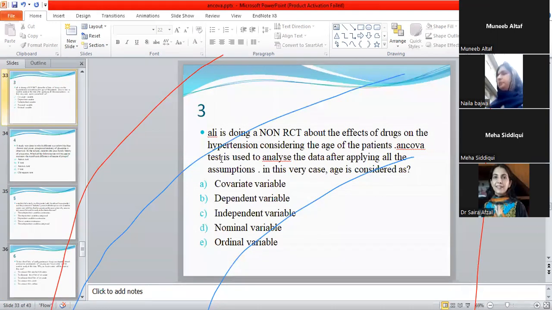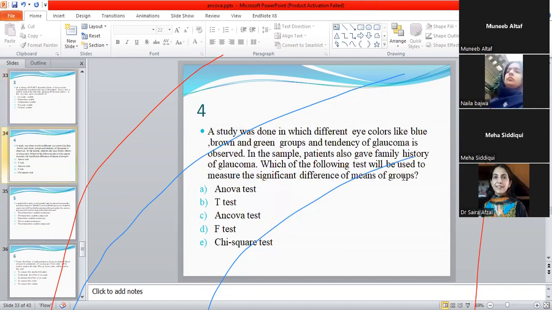Question number 3. Ali is doing a non-randomized controlled trial about the effects of a drug on hypertension, considering the age of the patients. The ANCOVA test is used to analyze the data after applying all the assumptions. In this very case, age is considered as: covariate variable, dependent variable, independent variable, nominal or ordinal variable. A. Yes, A is the right answer. Age is considered as the covariate variable in this scenario.